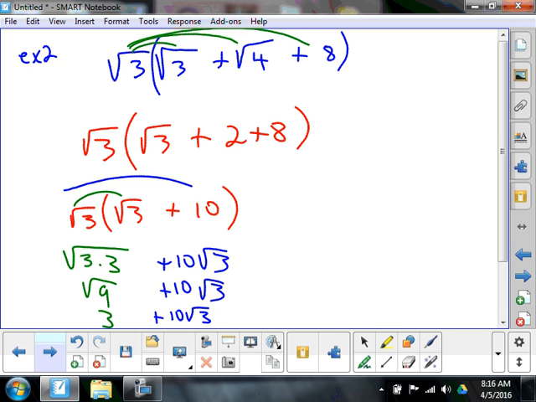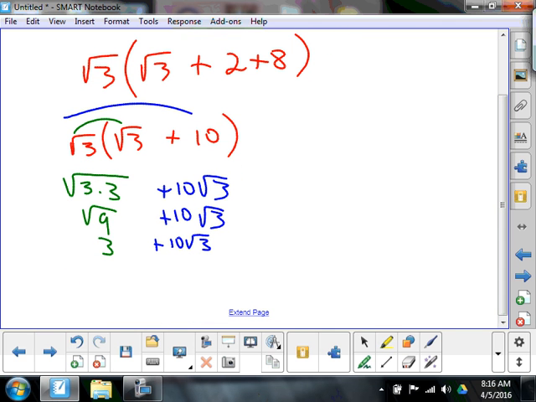Now, it's kind of interesting, it's kind of weird, but this is our answer. 3 plus 10 times the square root of 3. We can't combine those. It's like having x's and y's. It's like having 3 plus x. We can't combine those, and that's it.